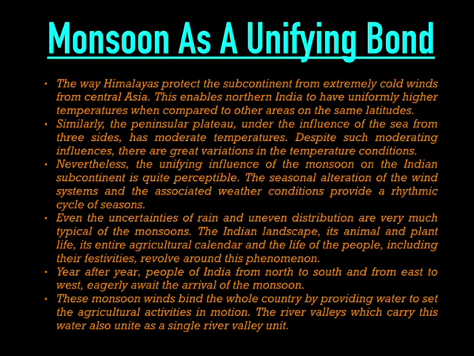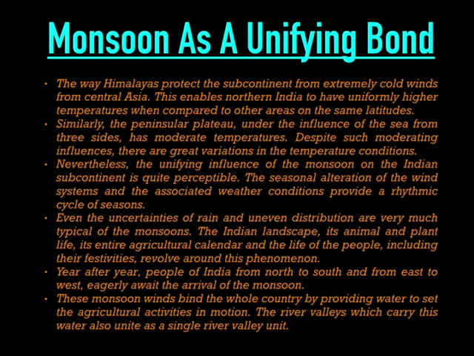So let's see the next topic, monsoon as a unifying bond. The way Himalayas protect the subcontinent from extremely cold winds from Central Asia enables northern India to have uniformly high temperatures when compared to other areas on the same latitudes. Similarly, the peninsular plateau, under the influence of sea from three sides, has moderate temperatures. Despite such moderating influences, there are great variations in the temperature conditions. Nevertheless, the unifying influence of the monsoon on the Indian subcontinent is quite perceptible.